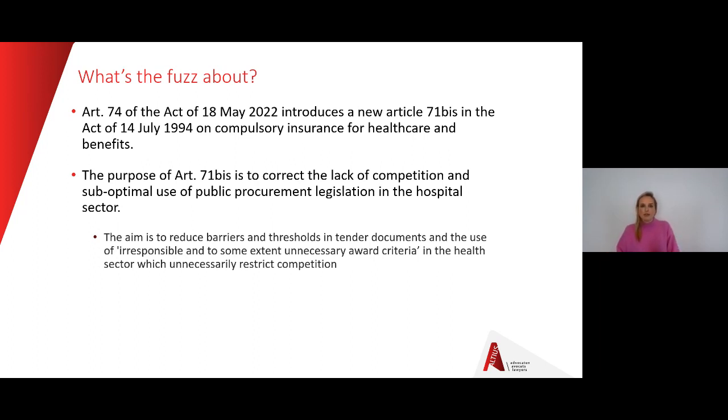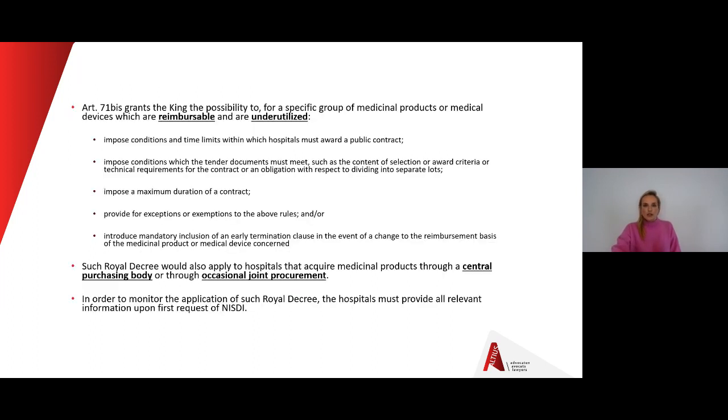The aim and purpose of this new Article 71 bis is to correct the lack of competition and the suboptimal use of public procurement legislation in the hospital sector. And they want to reduce barriers and thresholds in tender documents and what they call the use of irresponsible and to some extent unnecessary award criteria, which of course restrict competition. And what can the king do in accordance with this new Article 71 bis?